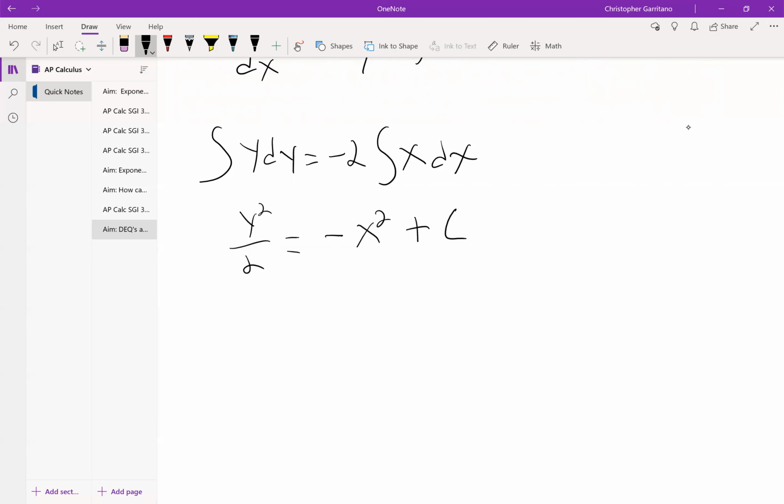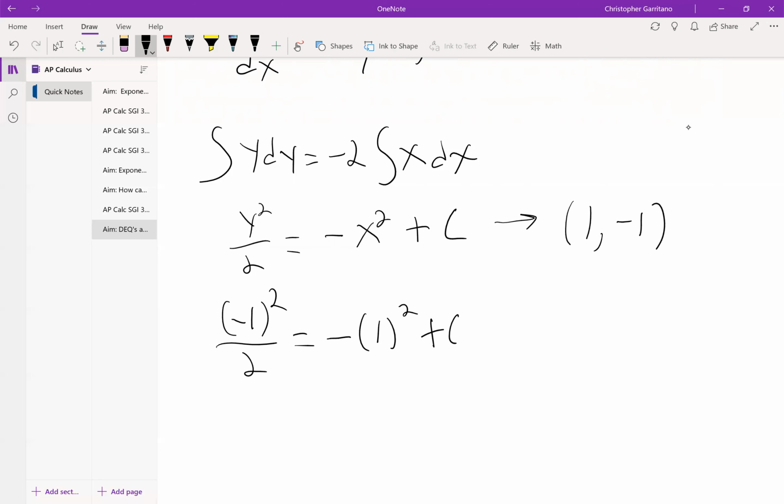At this point, I can use my initial condition. I typically recommend using your initial condition as early as possible. Remember, we were told that the point (1, -1) exists on this curve. So I'm going to plug that in and solve for c. So I have (-1) squared over 2 equals negative of 1 squared plus c.